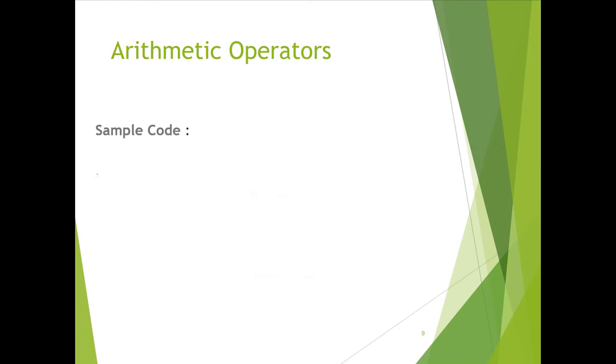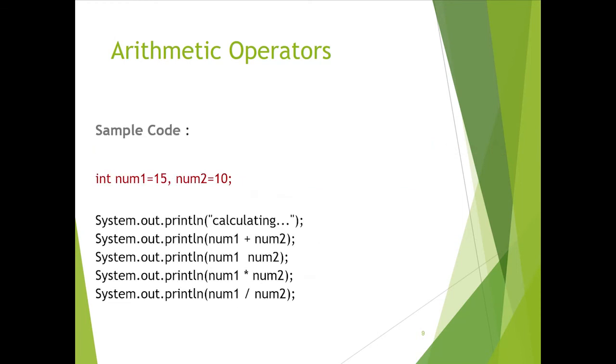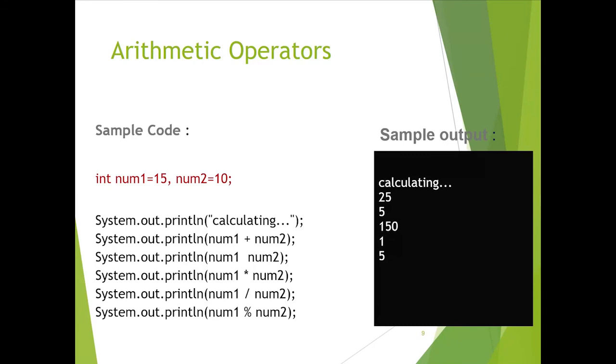So for example, we have here a sample code that you can use to make it clearer. If you're going to calculate, we assign the value 15 to num1 and 10 to num2. If you're going to write System.out.print num1 plus num2, it's going to give us what value? Anyone? It gives us 25. The next one is minus. I don't know why the minus didn't show up. This will give us a value of 5, then 150, then 1, and then a value of 5. So if we're going to print that, basic.